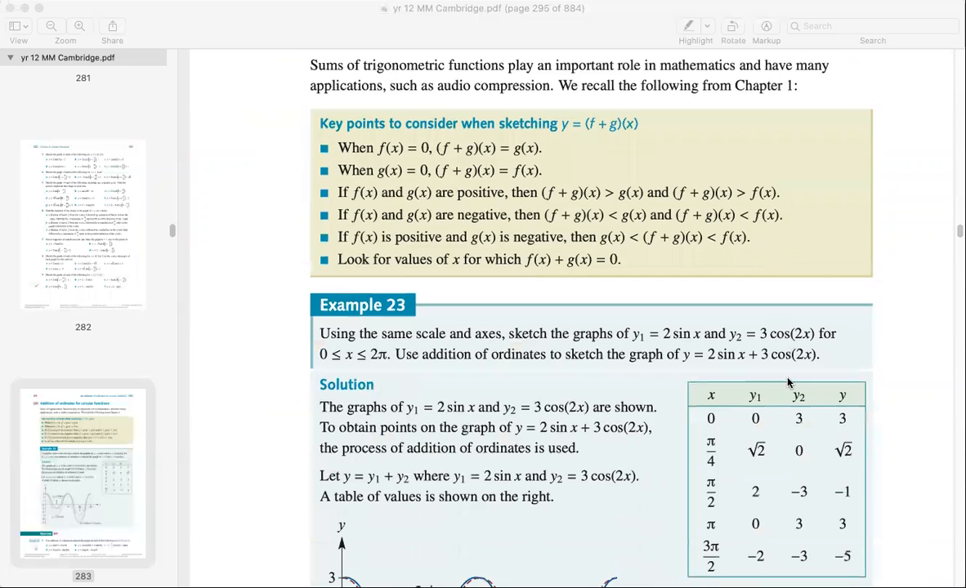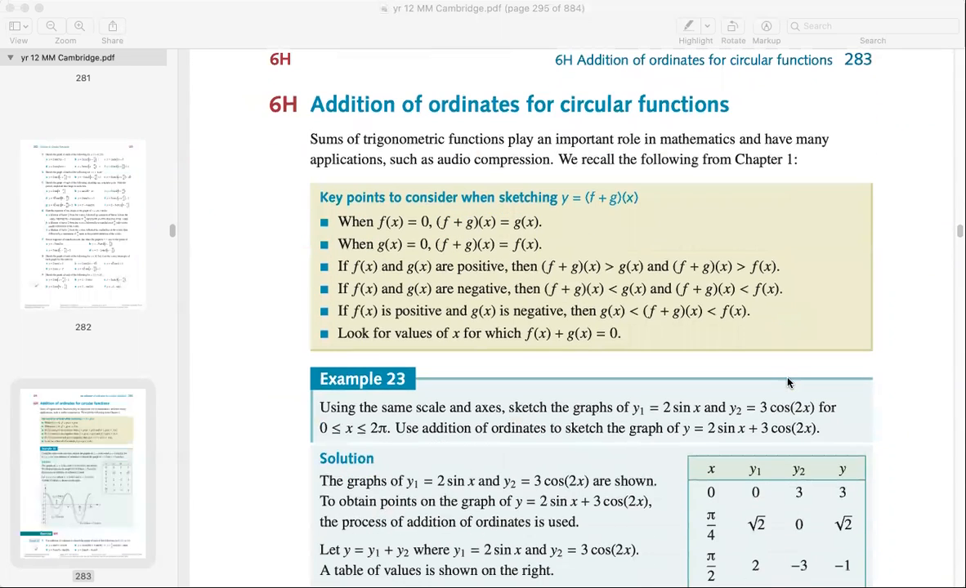And for 6H, this is not the important part. We can link back to our chapter 1, like addition of ordinates for scalar functions.